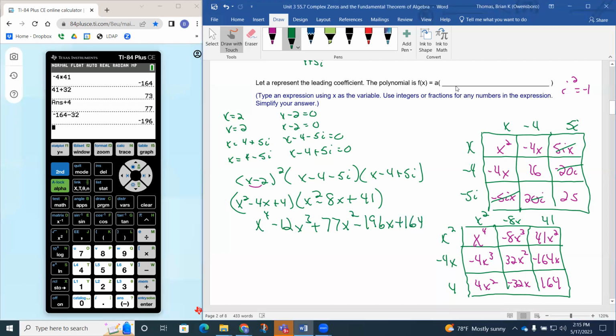So what we want inside here is x to the fourth minus 12x cubed plus 77x squared minus 196x plus 164. And close my parenthesis there. So it's a bit to do, but it's doable. If you need to watch that video again, please do so.